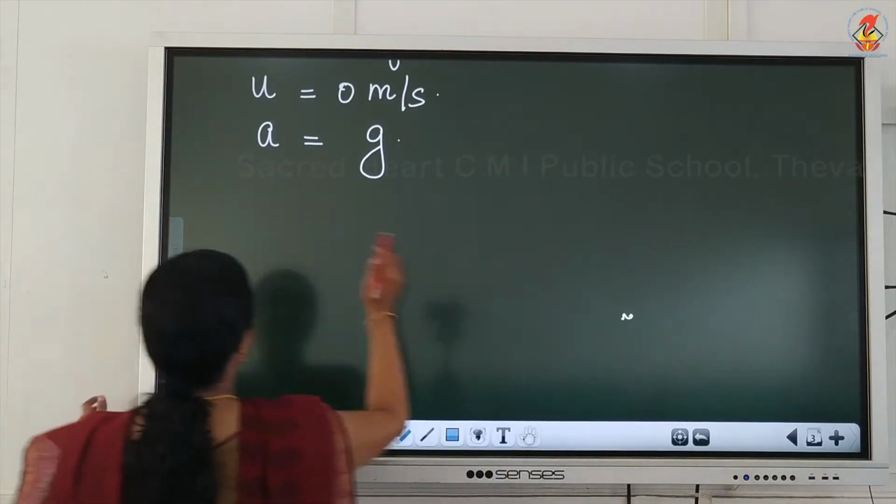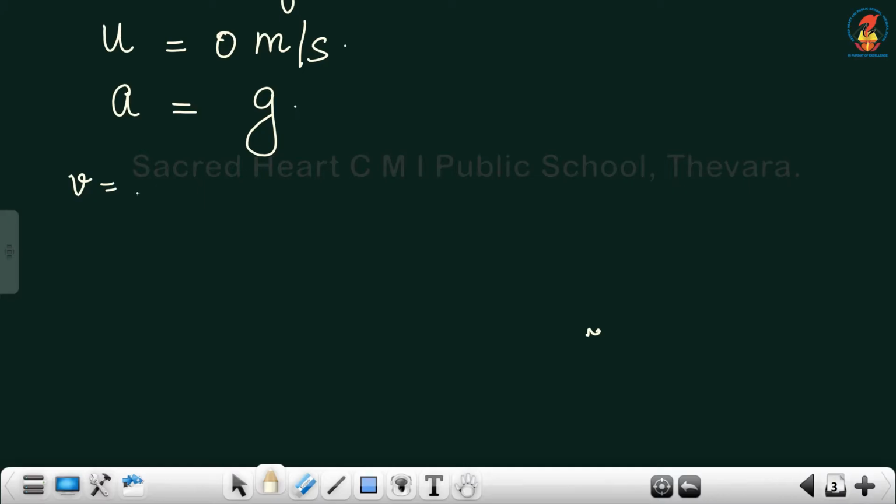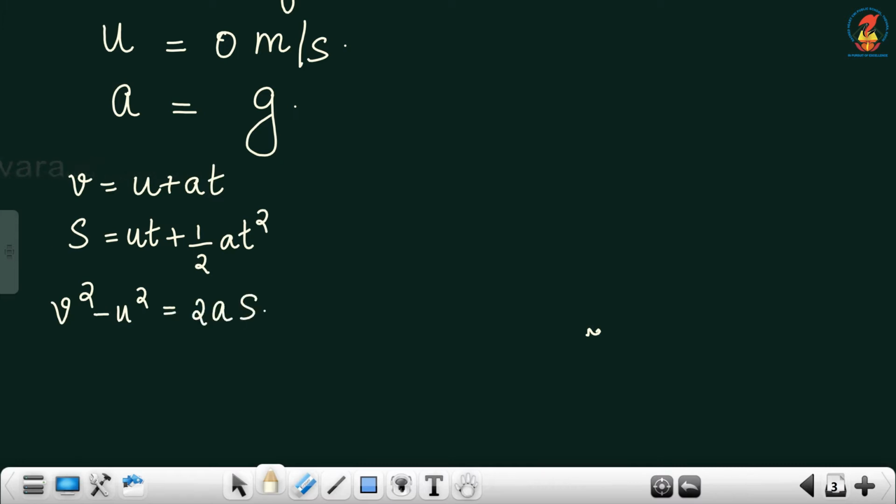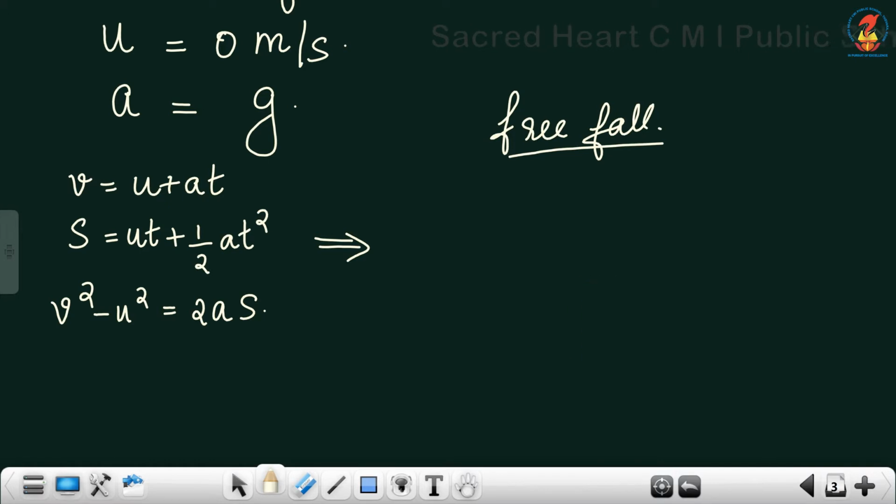We already have v = u + at, s = ut + ½at², and v² − u² = 2as. These are the equations of motion when the body is under some external force. Now, let us see how these equations of motion will change for a free fall.